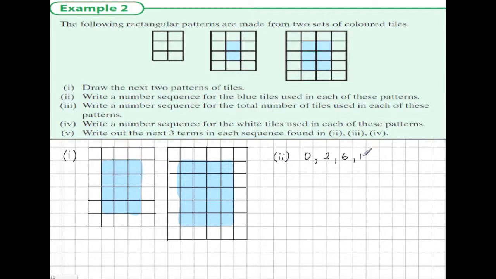the next has 3 by 4, which is 12. The next has 4 by 5, which is 20. We see here on the last term we have. So this is the pattern of the blue tiles. It asks for the total number of tiles used. Here we see in the first one it's 2 times 3, 6.